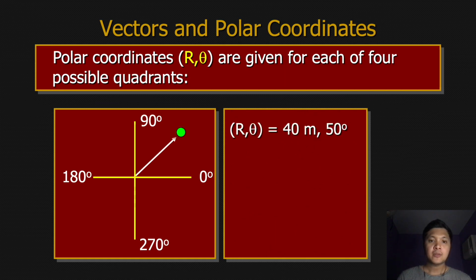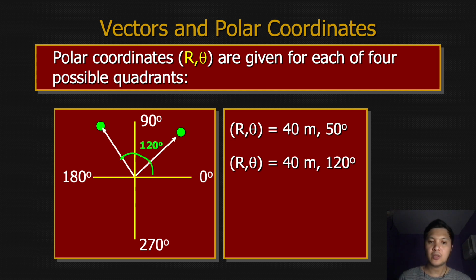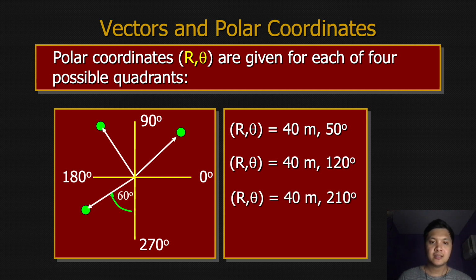For example, 40 meters 50 degrees looks like this, while this is 40 meters 120 degrees. The angle is measured from the positive x-axis. On the other hand, this is 40 meters 210 degrees. Again, if we measure the angle from the positive x-axis, this is 210.